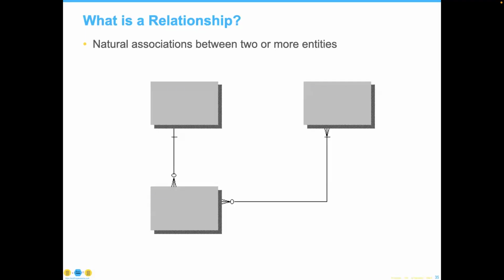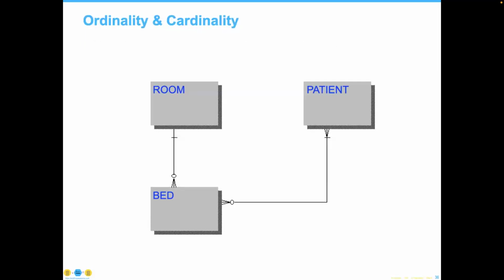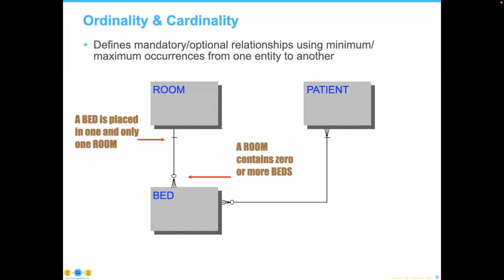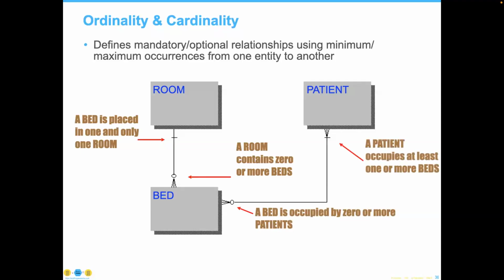So what's a relationship then? Well, a natural association between the entities. Here's the rooms, the beds, and the patients. And again, you can see we've put that 0 or more beds can be associated with a room. That also represents a refinement, because the way I had it before, that a room shall contain at least one bed, is not necessarily true. A room could contain 0 beds. So again, we can do this. A bed is placed in one and only one room, and a room contains 0 or more beds. A bed is occupied by 0 or more patients. That one sounds interesting. And a patient occupies at least one or more beds.